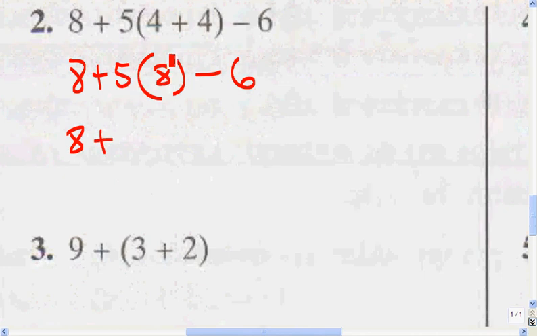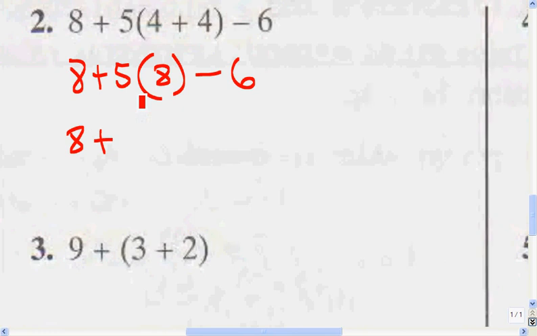Remember, parentheses means you multiply. So whenever you have a number next to a parentheses, that means you're going to multiply that number with everything inside the parentheses. So let's do 5 times 8. 5 times 8 is 40. Minus 6. Now we're going to do addition and subtraction.